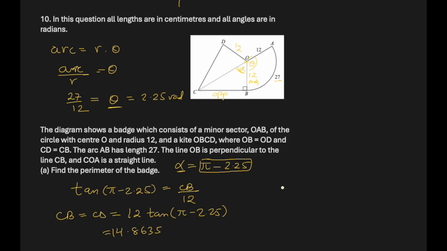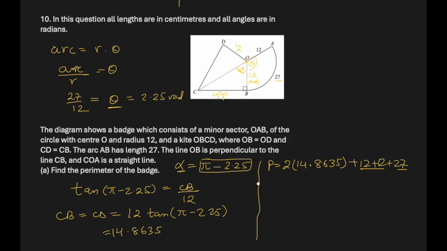14.8635. And now we can find the perimeter because we know everything else. So 2 times 14.8635, that's this side plus this side. Then we'll have 12, 12 and 27 extra. 12 plus 12 plus 27. So 24 plus 27 is 51 plus this. So times 2 and plus 51.